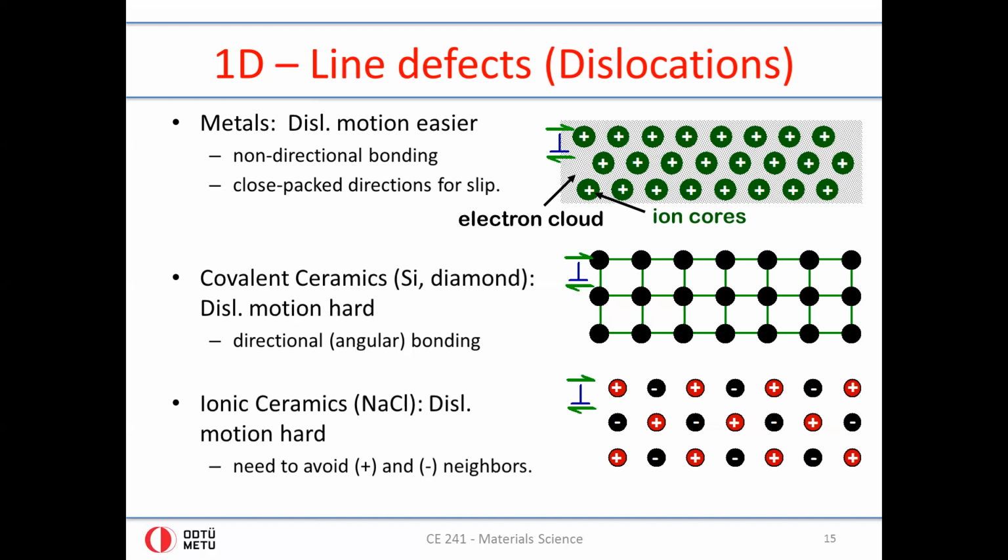But in the case of covalent materials, or ceramics, like diamond, the dislocation motion is difficult because the bonding is directional, or the angles at which the bonds need to be made are specific. So in diamond, there are well-determined angles between the different carbon-carbon bonds of the tetrahedral structure.